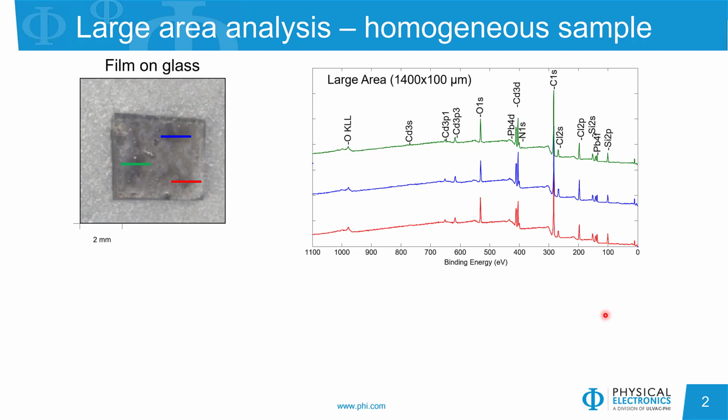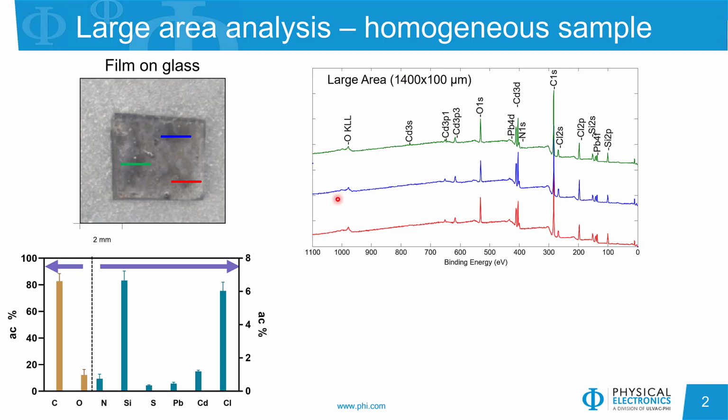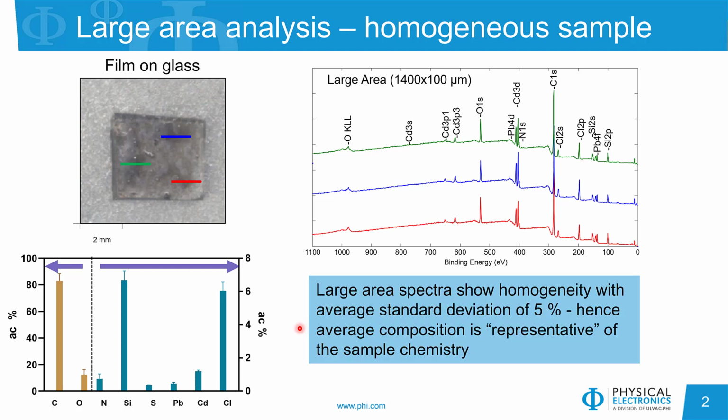The first example shows a film on a glass. Presumably it's a homogeneous sample, and we would like to obtain average composition. We are using large area, which is 1400 micron by 100 micron area of analysis, to extract atomic concentration. So here is the output, so we can have a look at the average and standard deviation. And we can see that even for elements that are present in really small quantities, standard deviation is pretty small. So the large area spectra show homogeneity with standard deviation in order of 5%. Therefore, we can consider this composition as representative of the sample chemistry.